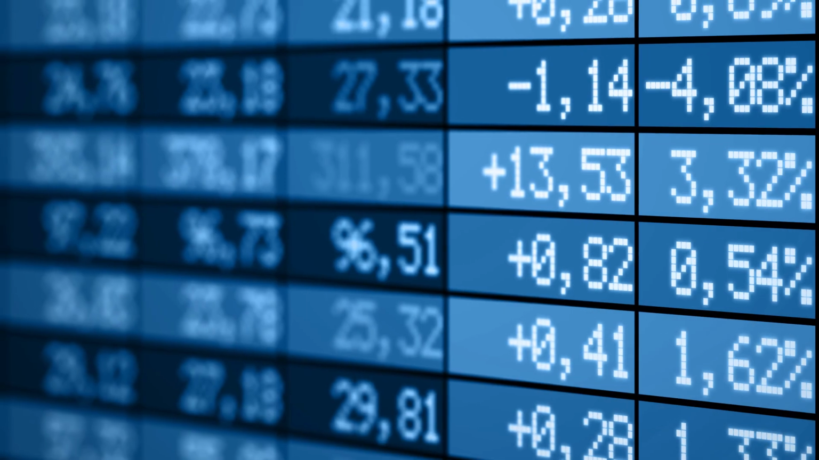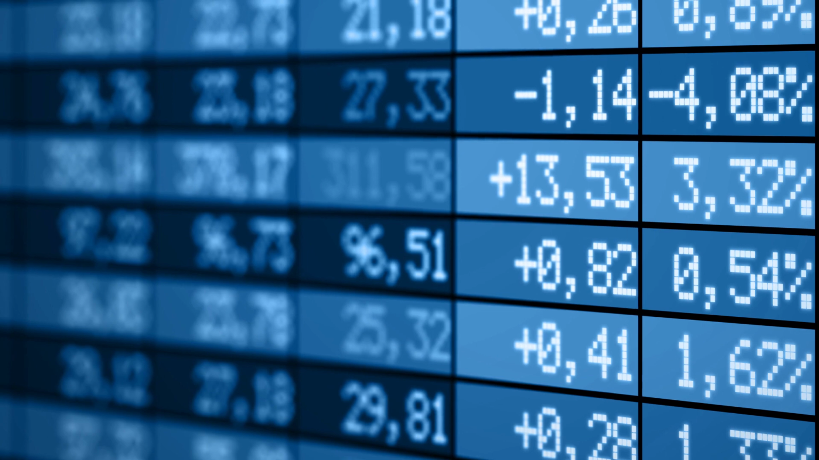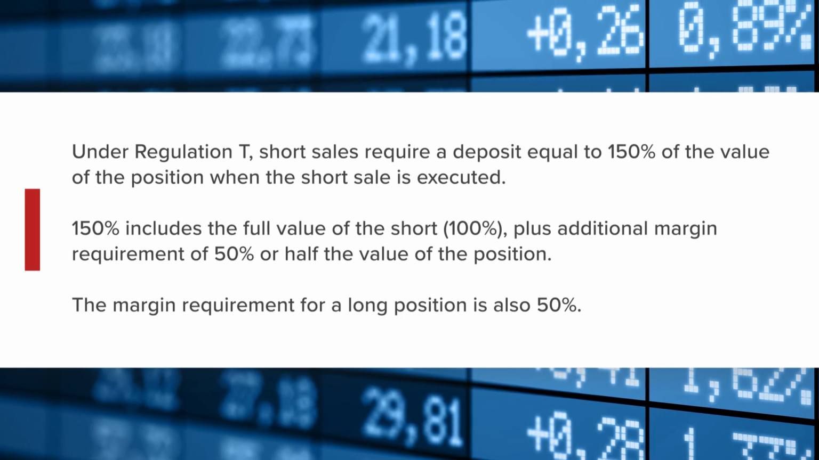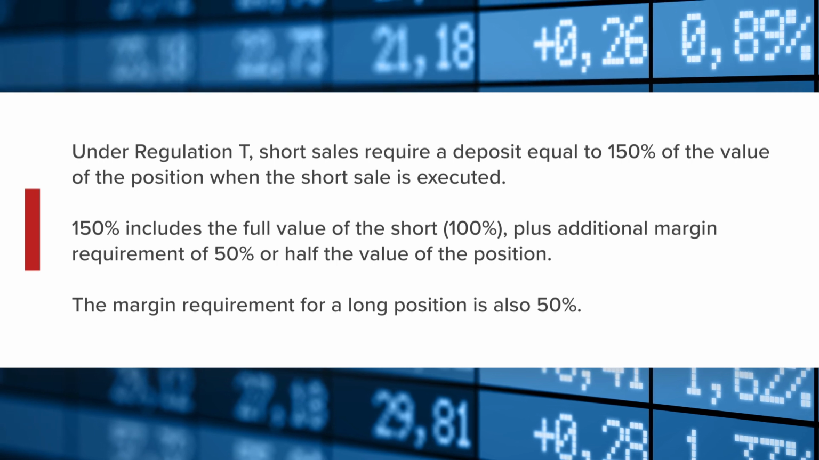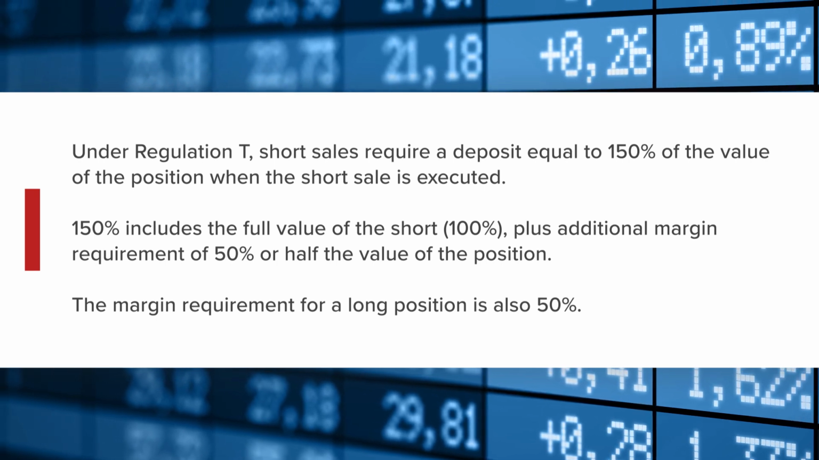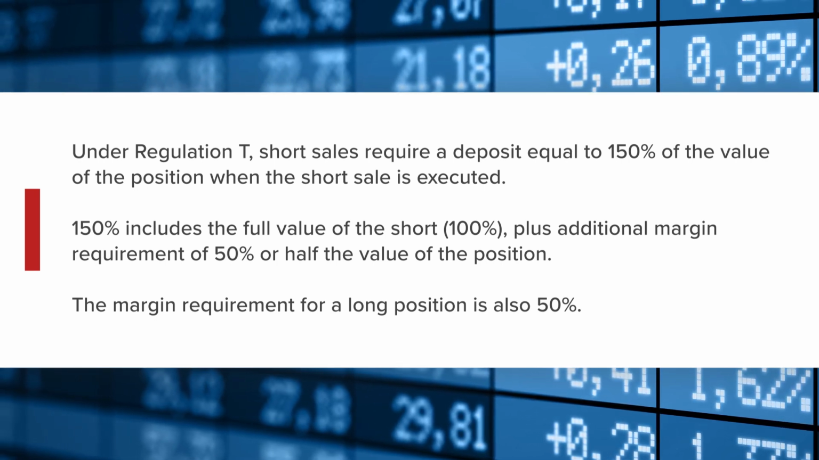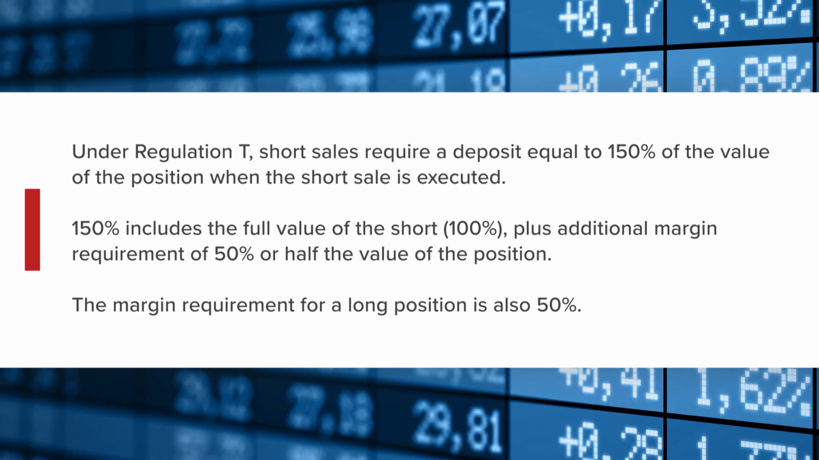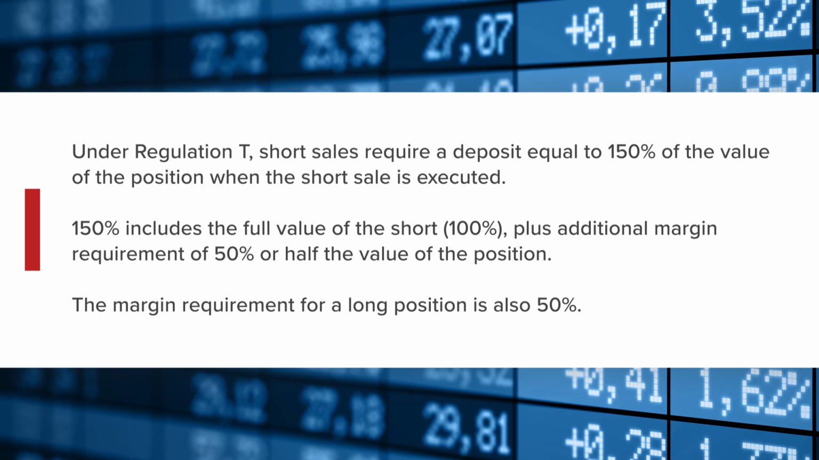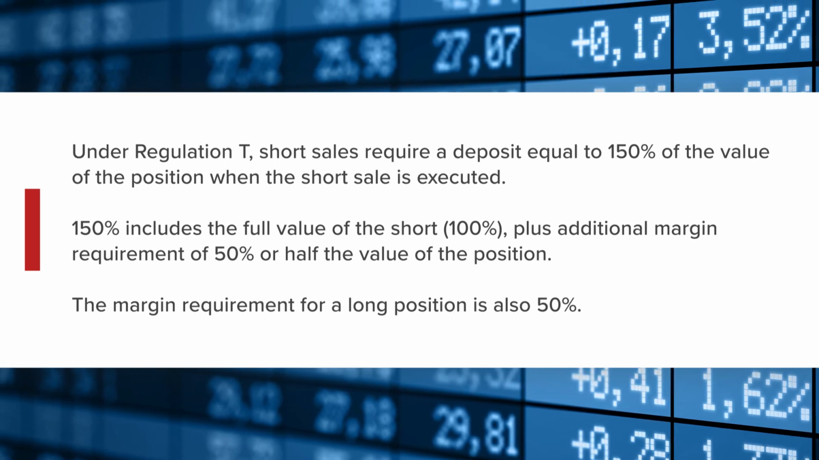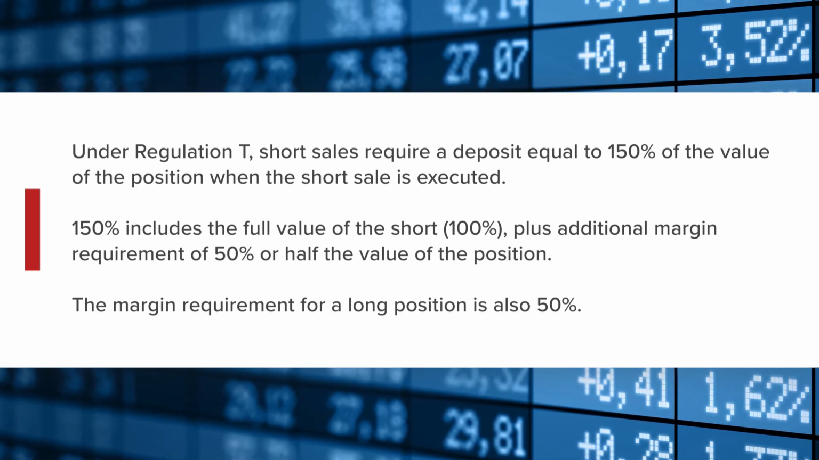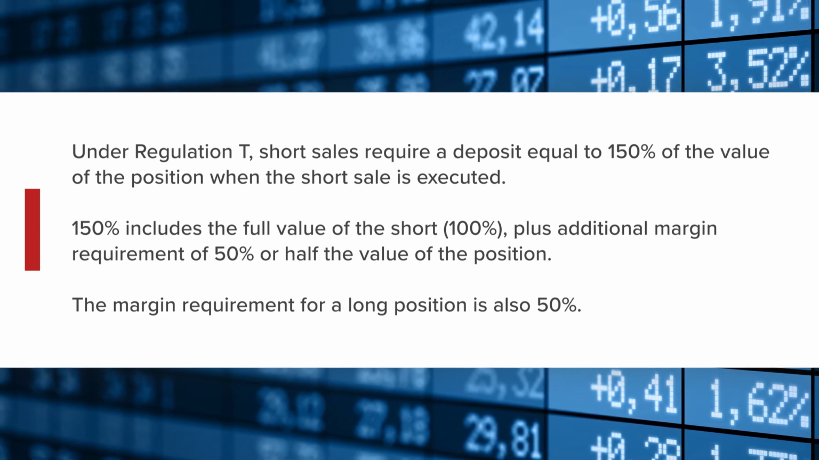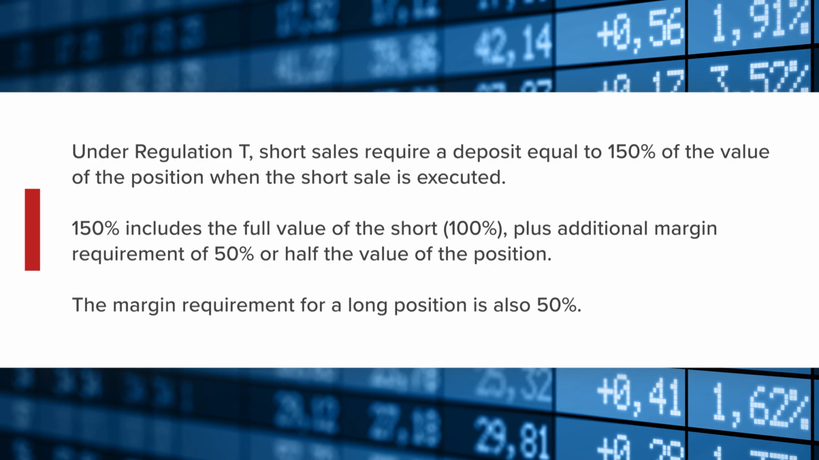A short sale transaction is like a mirror image of a long trade where margin is concerned. Under Regulation T, short sales require a deposit equal to 150% of the value of the position at the time the short sale is executed. This 150% includes the full value of the short, the 100%, plus an additional margin requirement of 50%, or half the value of the position. The margin requirement for a long position is also 50%.